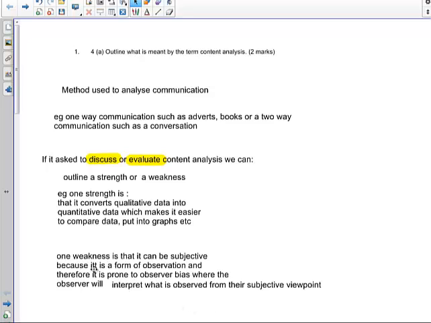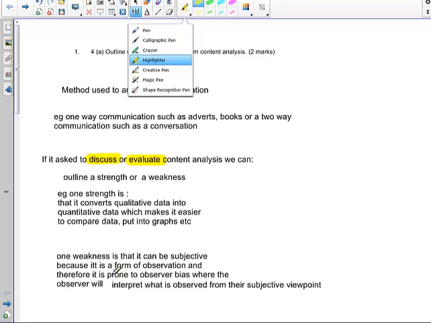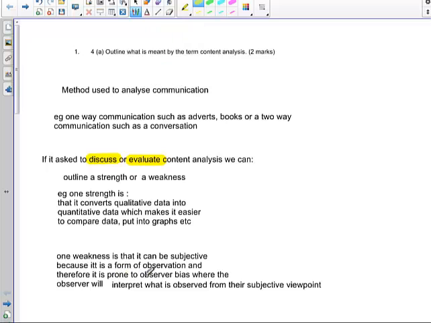Why? Excuse the little error there. Because it's a form of observation, and therefore the problem with that is, as you know, okay, let's use this same colour, it is prone to, or it has observer bias. Right, it's likely to have some observer bias. What do we mean by that? Where the observer interprets what's observed from their subjective viewpoint.